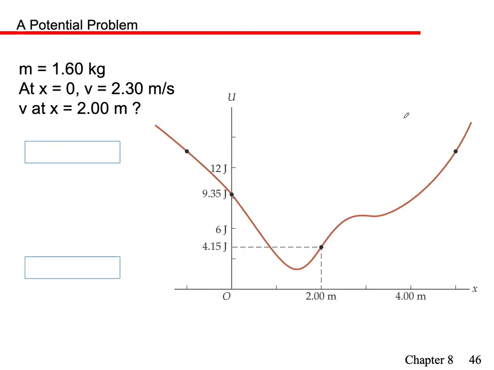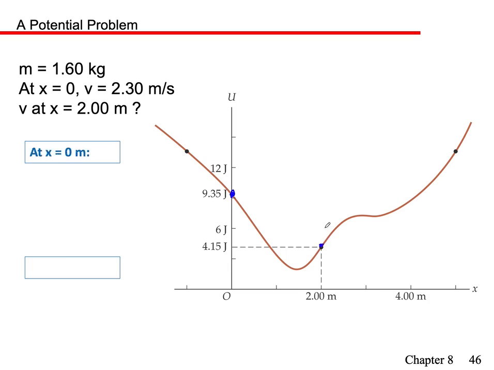Another quick one. Sorry, the box is showing up beforehand. You've got one of these potential energy graphs, and you've got a few points on it. If the mass is that, and at x equals 0, we're given the velocity is this. The question is, what's the velocity when it's over here?